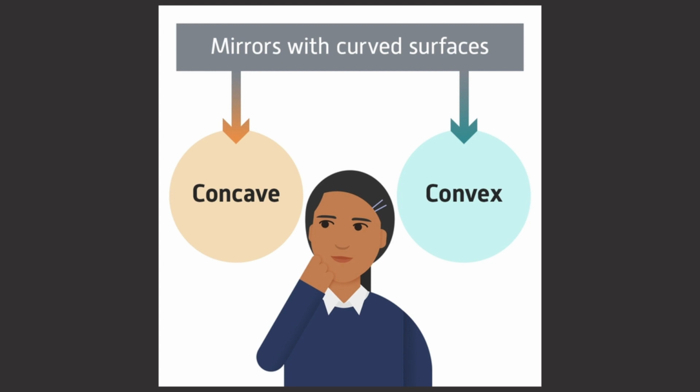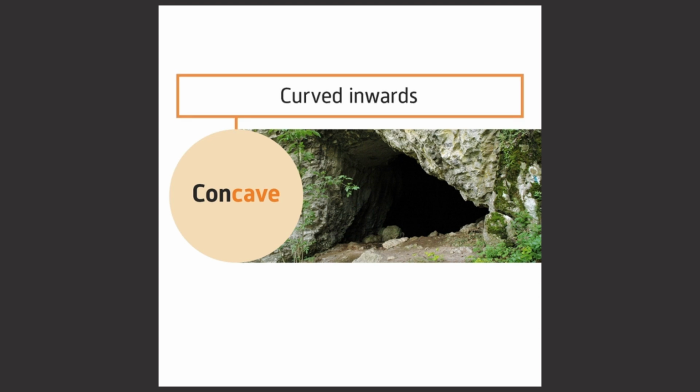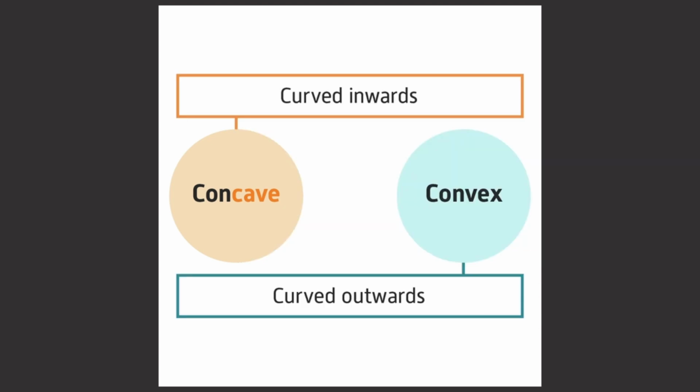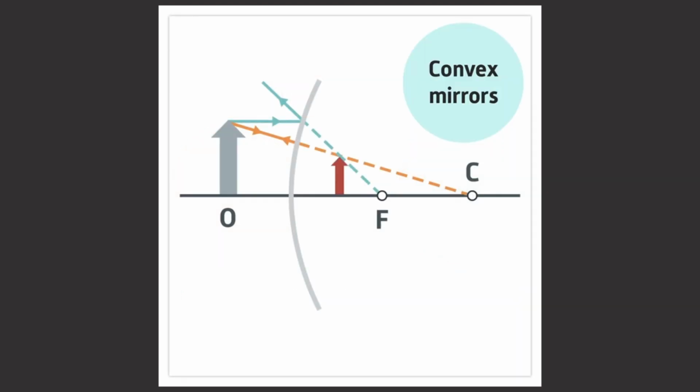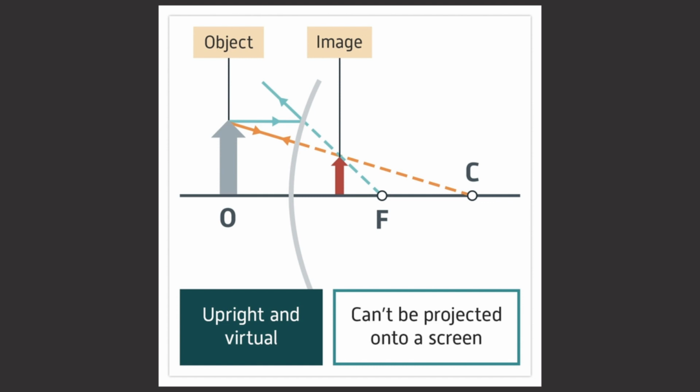How can you remember which is which? It might help if you think of a concave mirror as like the inside of a cave, and so is curved inwards. This means that a convex mirror is curved outwards. Let's begin by looking at convex mirrors. The image formed by a convex mirror is smaller than the object. It is upright and virtual, meaning it cannot be projected onto a screen.